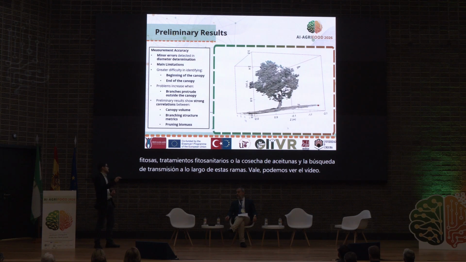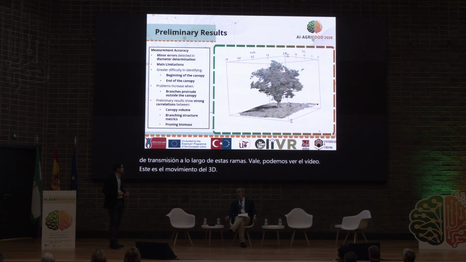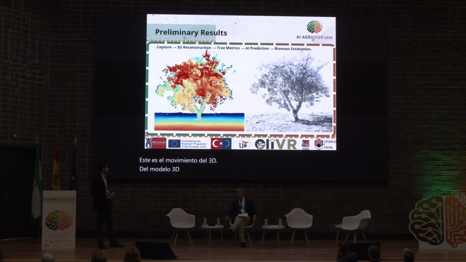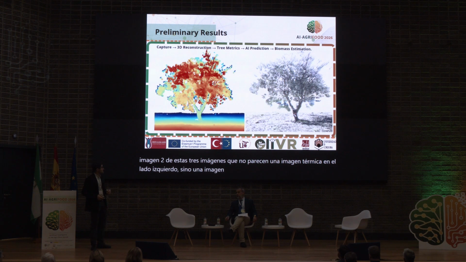This is the movement of the 3D model of the tree. We need to improve some things about that. And these are two images of this tree: not a thermal image on your left side, but a depth image on the left side, and RGBD, not high quality, but enough to build the model, on the right side.